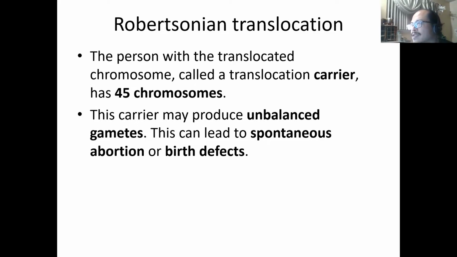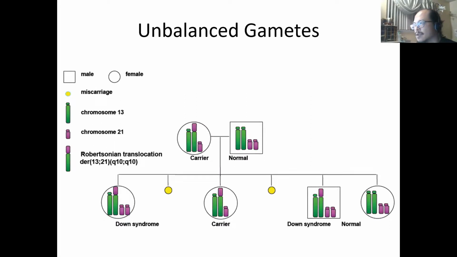So let's look at the consequence, or the defects in the gametes, of a balanced Robertsonian translocation, or harmless Robertsonian translocation carrier. That's this one here. Say these two married. This is a male, this square means a male, this circle means a female. This female has a Robertsonian translocation involving chromosome 21. If you look at the karyotype, you will see, wait a minute, you're supposed to have two 21s, but you only have one chromosome 21. So that's this one here.